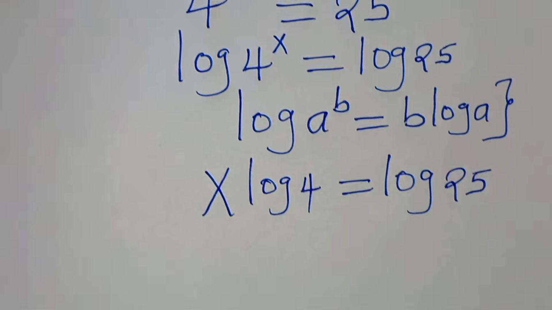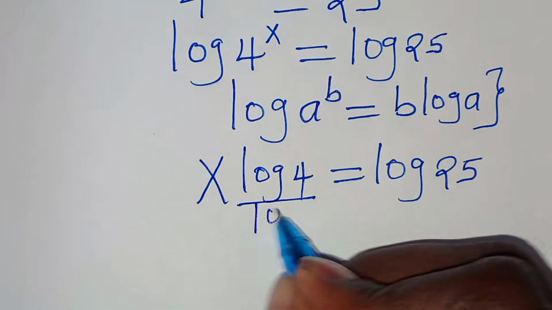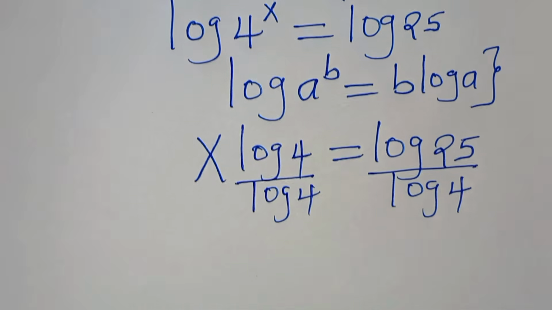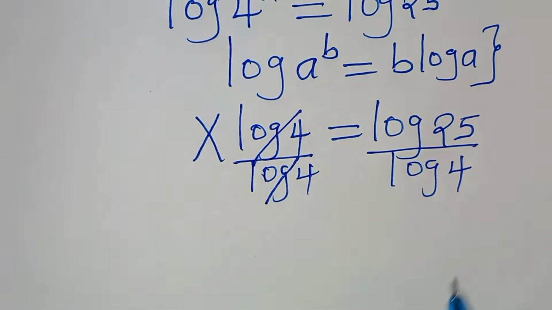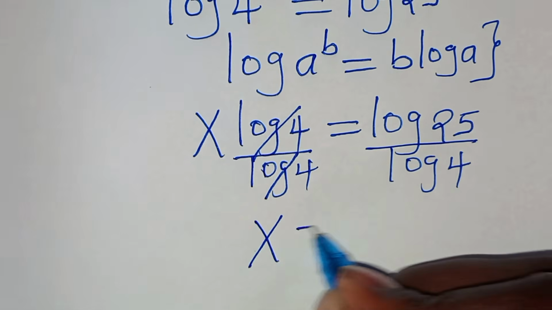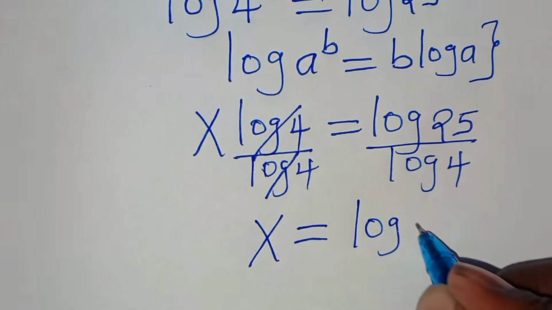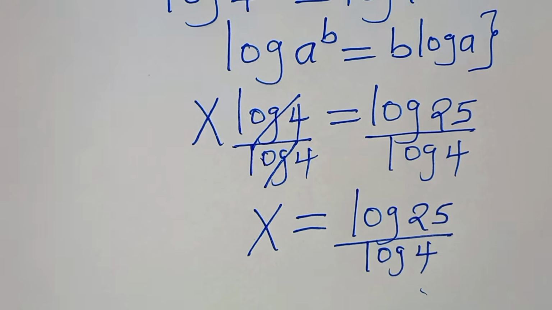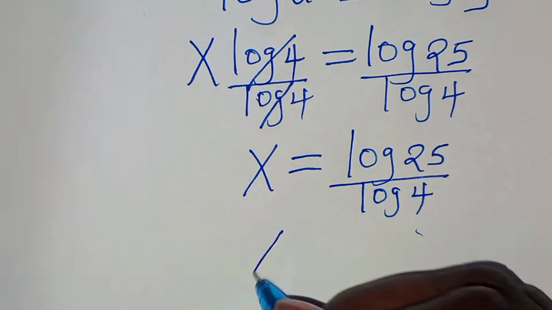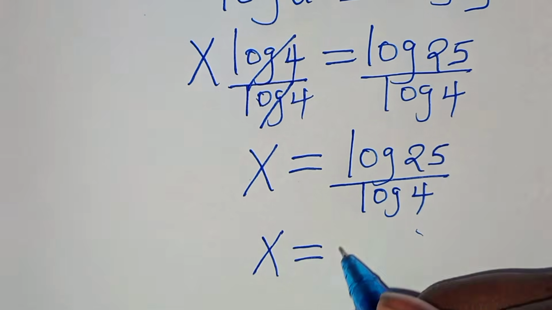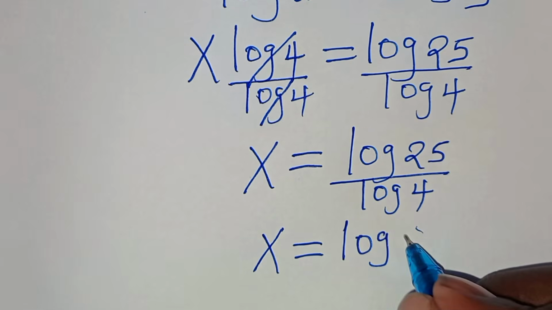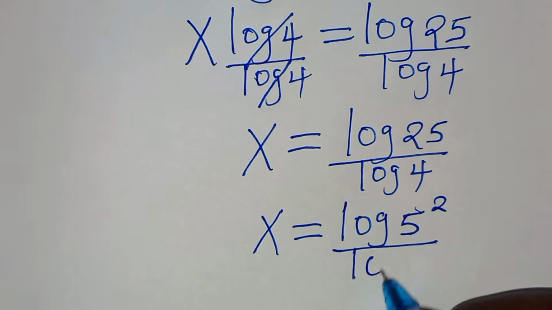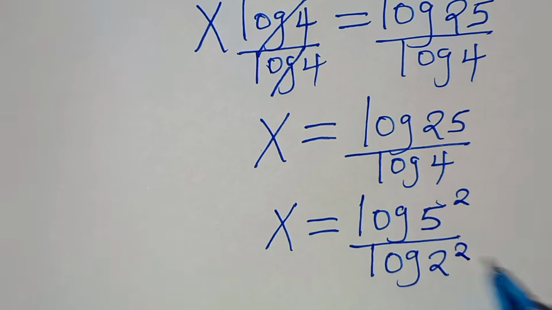Now, the next step is to divide on both sides by log 4. Here we have log 4. Now let's simplify log 4 and log 4 so that now we have x is equal to log 25 divided by log 4. Now the next step from here, we can express x as log 25, which can be expressed as log 5 to the power of 2, divided by log 4, which is log 2 to the power of 2.